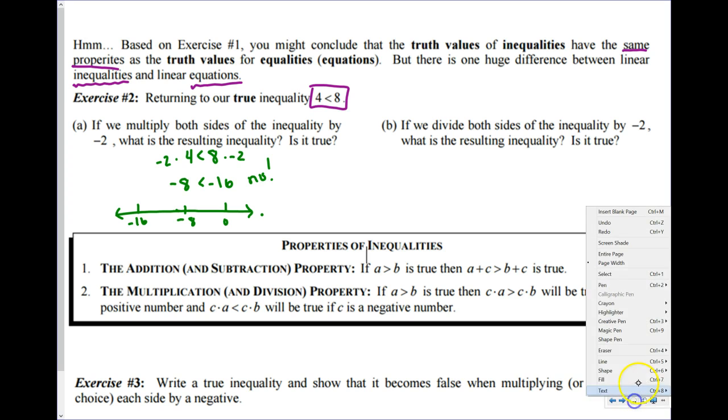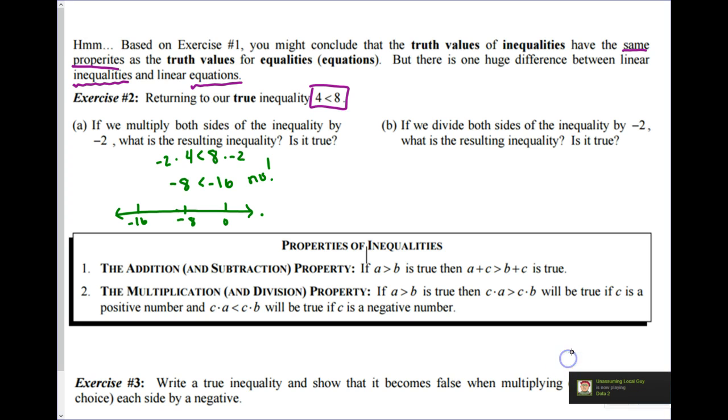Somehow multiplying by that negative number made my inequality not true. Let's now try with division by a negative number and see what happens. I have my same inequality, 4 is less than 8, and when I divide by negative 2, 4 divided by negative 2 is negative 2, 8 divided by negative 2 is negative 4, and this is also not true. Negative 2 is not less than negative 4. It's actually greater than.